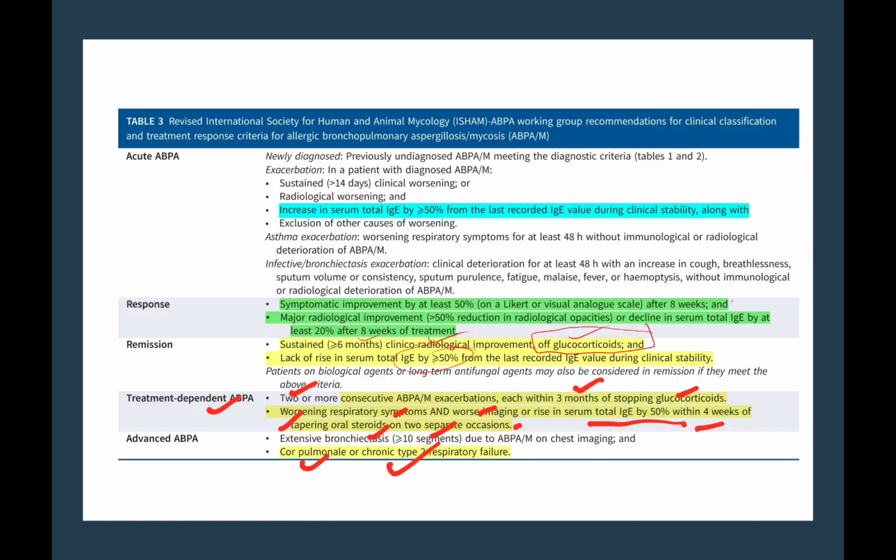And if the patient has a lack of rise in serum total IgE of more than 50% from the last recorded clinical stability, that is remission.